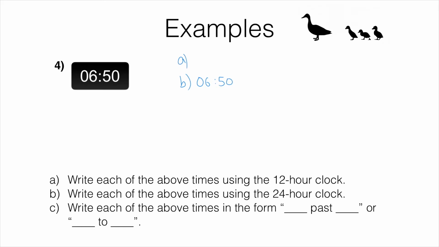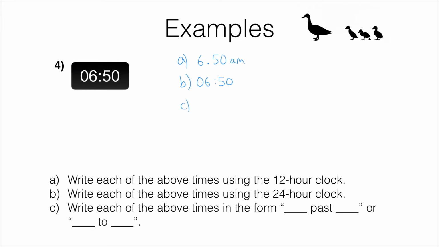For question A, we need to write this in the 12-hour clock. Now, because this number here is less than 12, we know we're dealing with an AM time. The first 12 hours of the day, remember, are AM. The second 12 hours, so from 12 noon onwards, we end up in PM, and PM times have a number for the hours that is at least 12, so 12 or more. This number is less than 12, it's only a 6, so we are dealing with an AM time, and that would just be 6:50 AM.